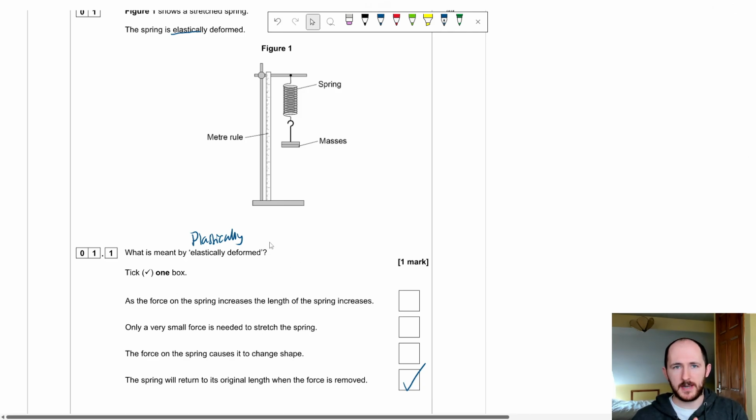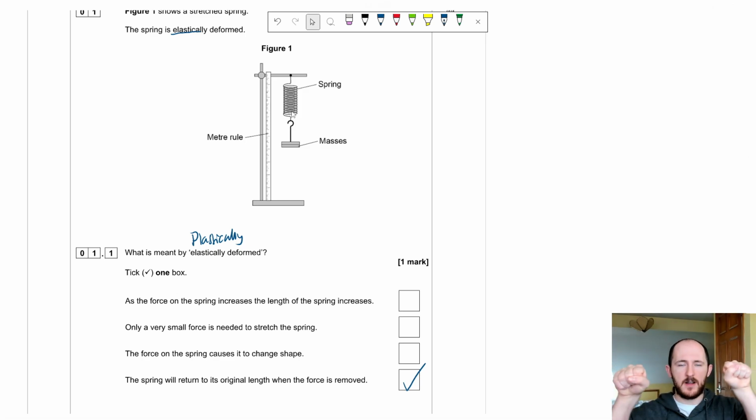Now, all objects will have a little bit of elastic deformation before they become plastically deformed. So with a spring, if you ever had a slinky, or a spring in your pen, for example, if you stretch it really, really far, eventually it will not return back to its original length. You have then plastically deformed it. So hopefully that makes a bit more sense.